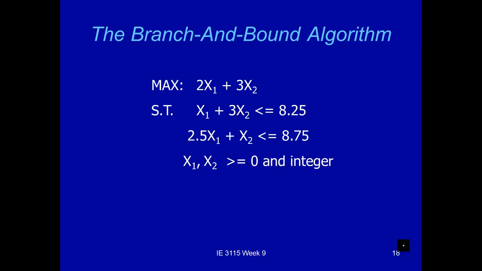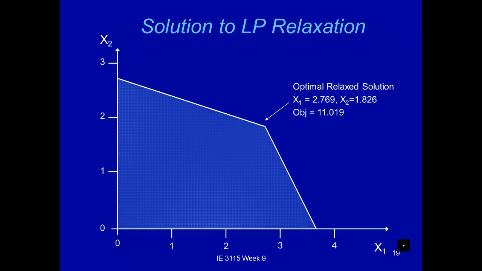So maximize 2x1 plus 3x2, subject to x1 plus 3x2 less than or equal to 8.25, 2.5x1 plus x2 less than or equal to 8.75, x1 and x2 greater than or equal to 0, and they are integers. Okay, so that's the original problem.